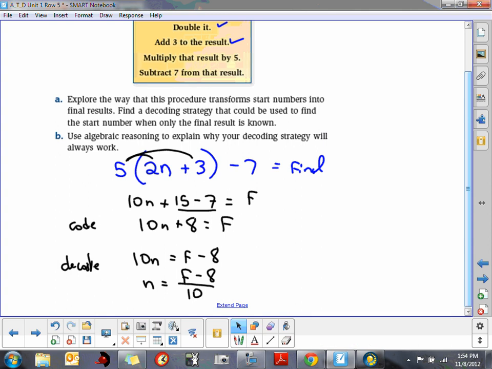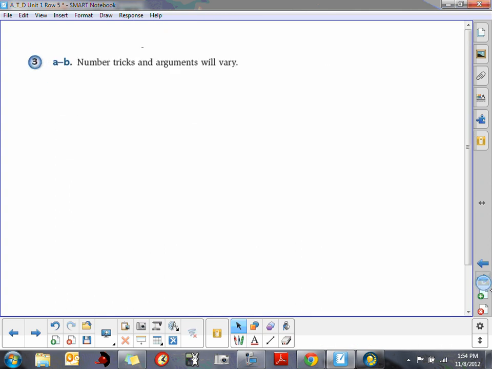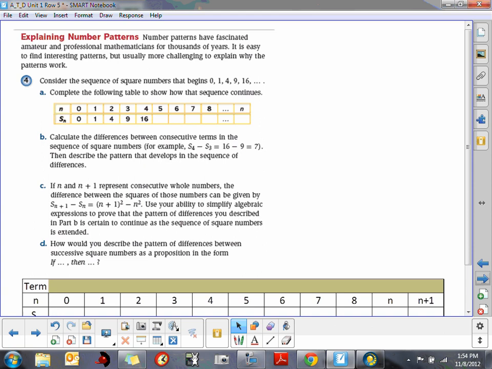Okay, we are not going to do question number 3. We're skipping it. We have one more question to do, and then we can listen all we want. Number 4, it's on sequences. Consider the sequence of square numbers that begin 0, 1, 4, 9, 16. Complete the following table and show how the sequence continues. So that's your first task. Take this chart, copy it down, and start filling in the blanks.